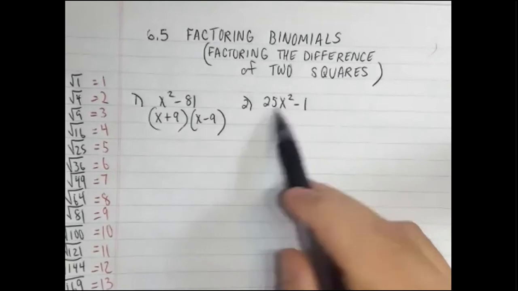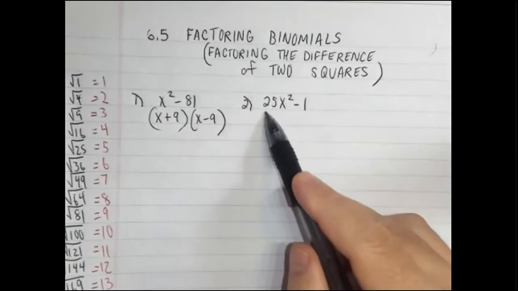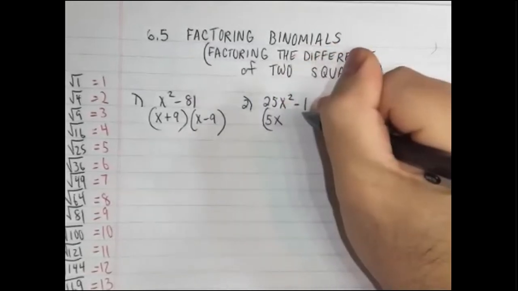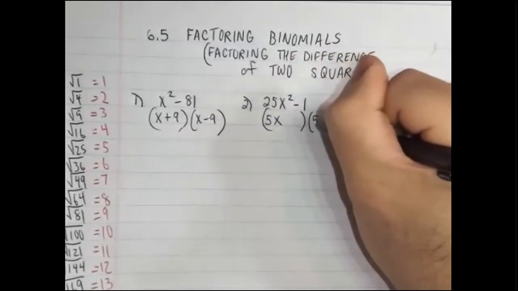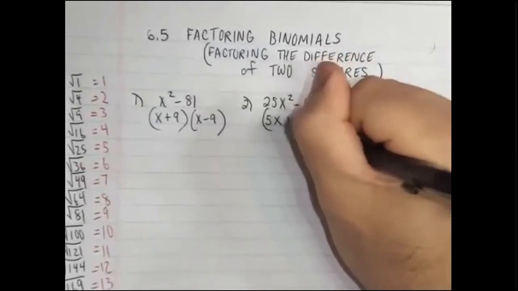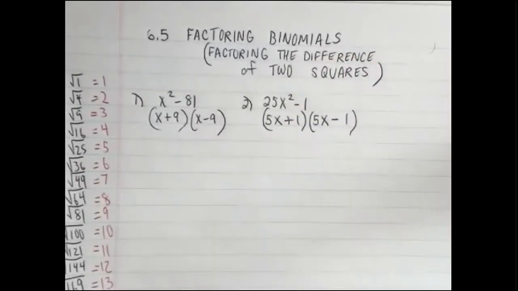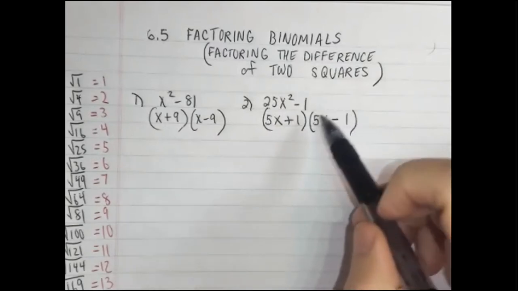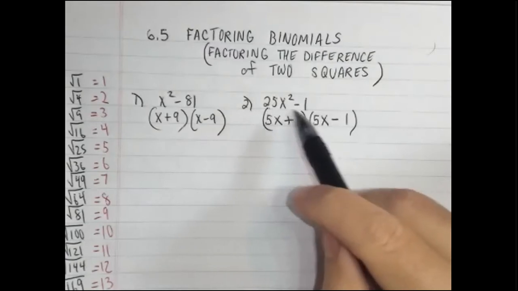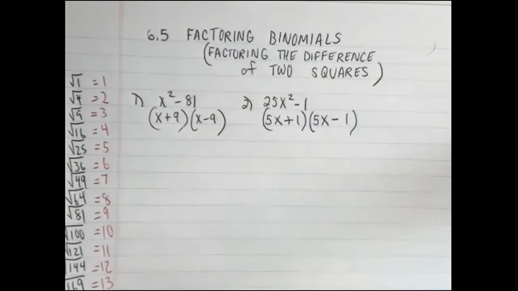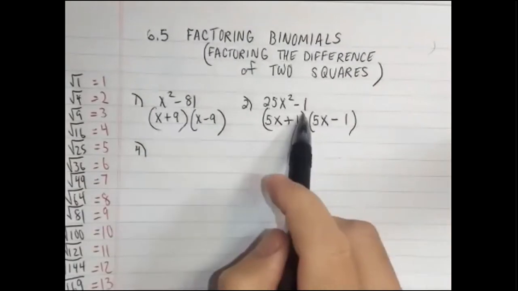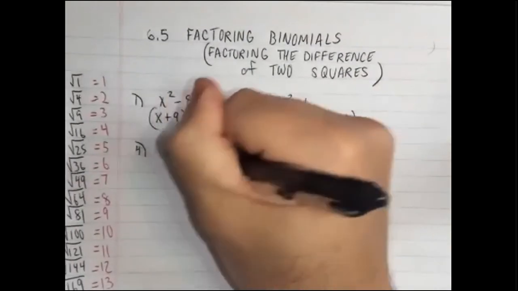Again, this is a perfect square, and the 1 is a perfect square. So what's the square root of 25x squared? It would just be 5x. And again, the square root of 1 is 1. And it's just one's a plus, one's a minus when you factor it. Because when we distribute it all the way out, that middle term would cancel out. That's why you do not see a middle term there. So again, perfect square and a subtraction, that is the key.